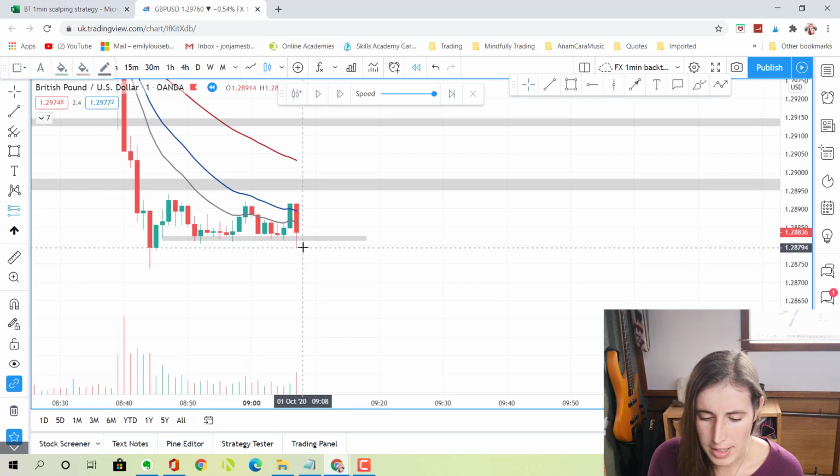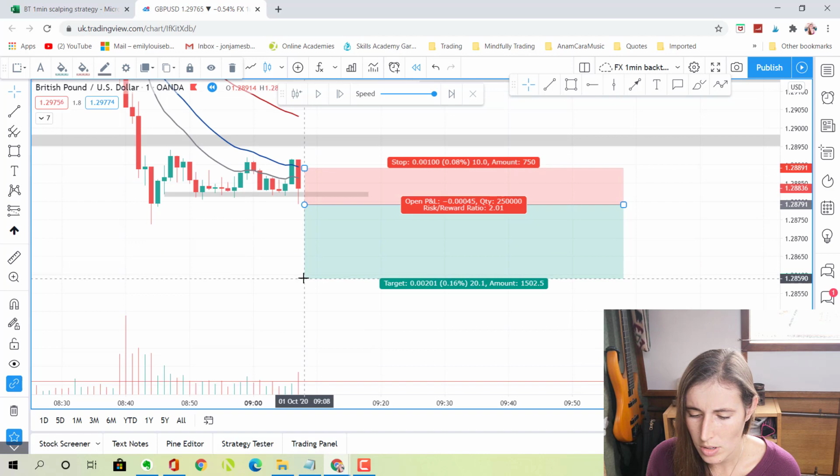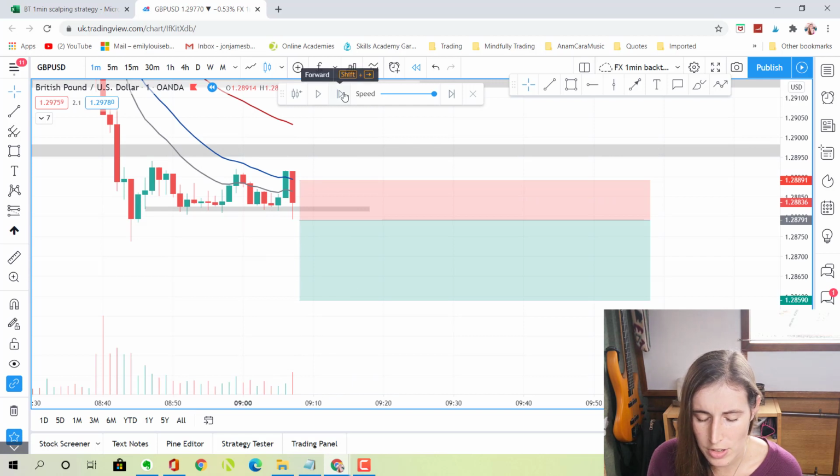So I'm going to treat this like it would be a sell stop on my broker, so it would only be triggered if price went in that direction. Set it below that candle. Although I am quite expecting this to tap this market structure here before moving down. Let's just see what it does.